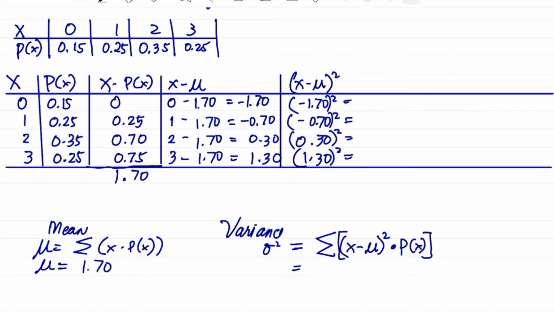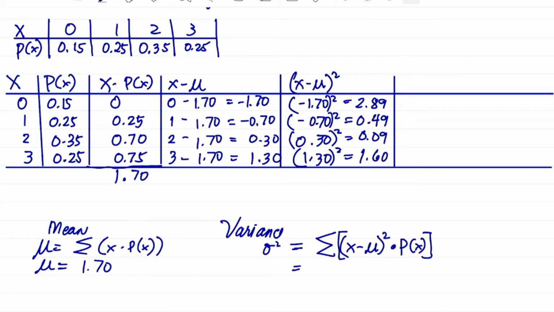Negative 1.70 squared. 1.70 times 1.70, that is 2.89. 0.70 squared, that is 0.49. Next, 0.30 squared, that is 0.09. And last, 1.30 squared, that is 1.69. So that is the square of the difference of x and mean.